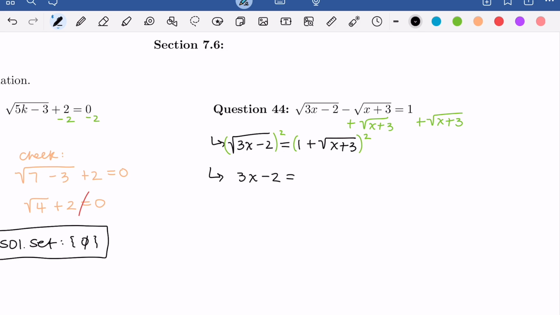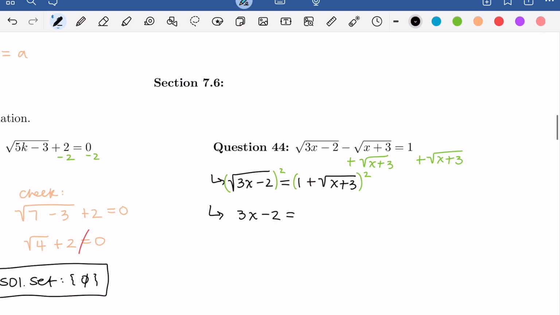Now on the right-hand side, I don't want to run out of room, so let's do this over here. We have 1 plus the square root of x plus 3 times the same thing. So we're going to have to FOIL this out. Our first term is just going to be 1. Our second term is going to be 1 times this, so just this. We again have this times 1, and then these two times each other.